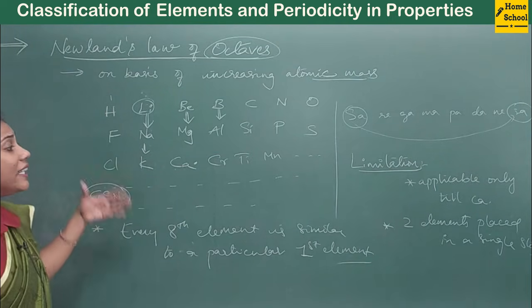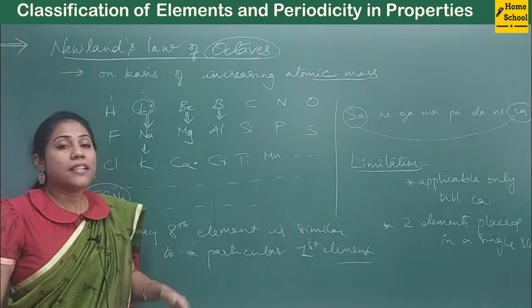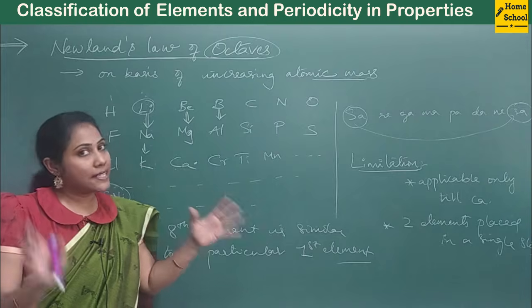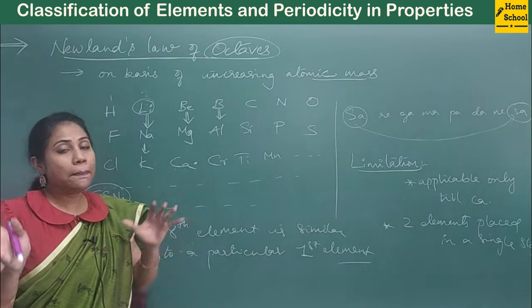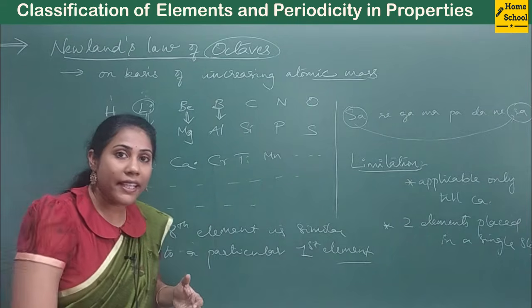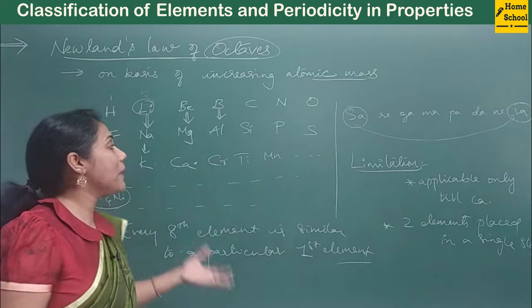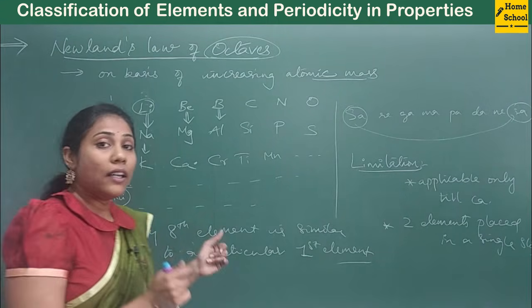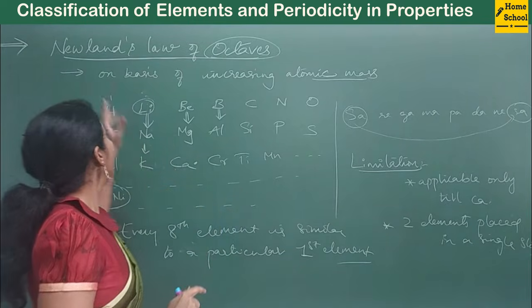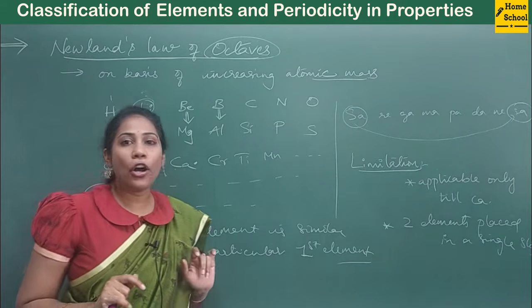And next one is, he did not give any gaps for newly discovered elements. Say during his time, there were around 50 plus elements discovered. He has given place for those 50 plus elements. But what about the newly discovered elements? He could not give any place. He could not provide any gaps in his periodic table for the newly discovered elements. So that is another limitation of Newlands' law of octaves. Okay, so this is all about the law of octaves.